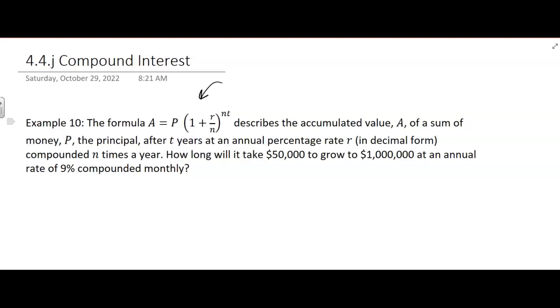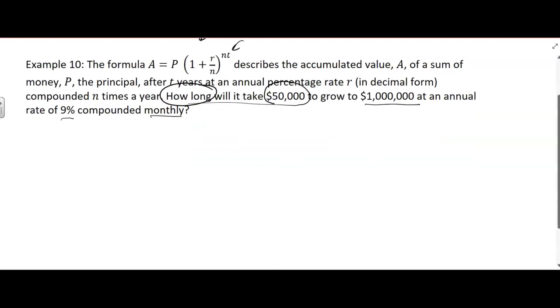So it says, how long will it take $50,000 to grow to $1 million at an annual rate of 9% compounded monthly? Okay, so we have all the information except we don't have T. That's the how long part. So we're looking for T in this equation. Okay, that's why it's in this section.